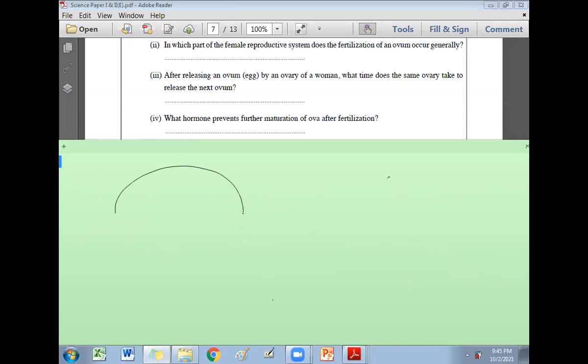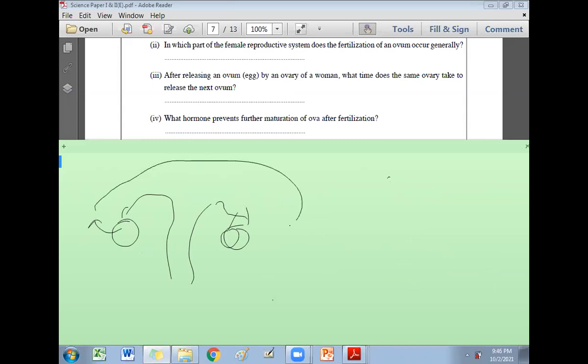From one ovary, this side there's an ovary, this side also there's an ovary. Right? Now, after releasing, an egg is released from this ovary. Right? Egg is released.